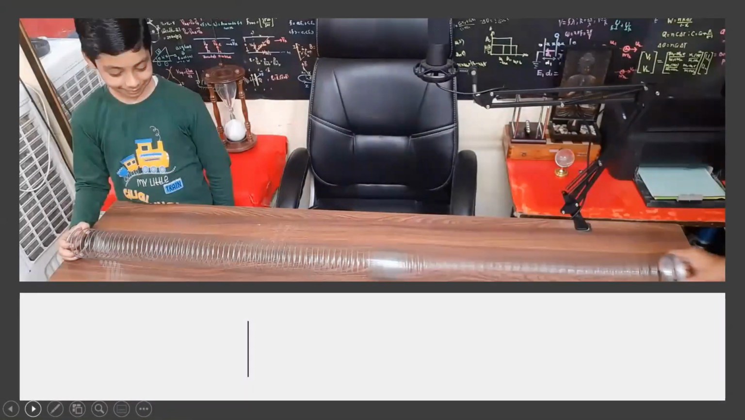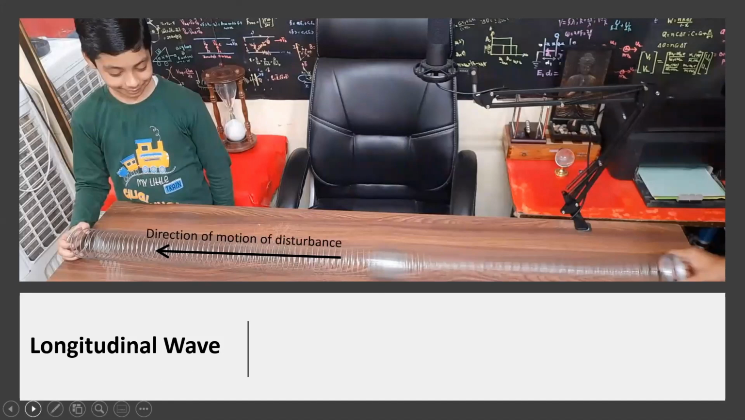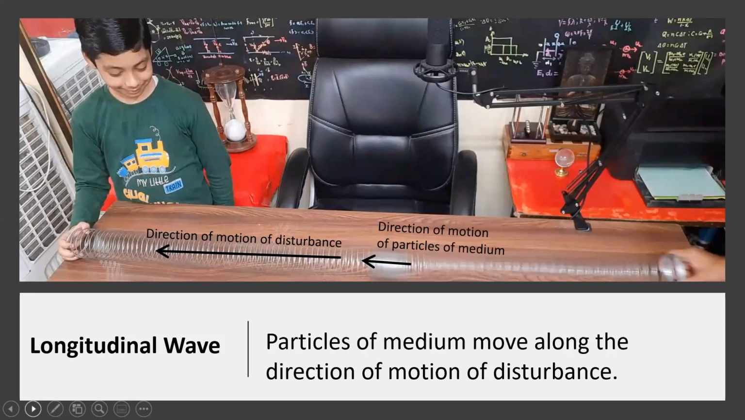And then we also created a longitudinal wave. In a longitudinal wave, this was the direction of the disturbance. It was traveling through this whole spring along the length, and the particles of the medium were also moving along the length. So a longitudinal wave is a wave in which particles of the medium move along the direction of the motion of the disturbance.